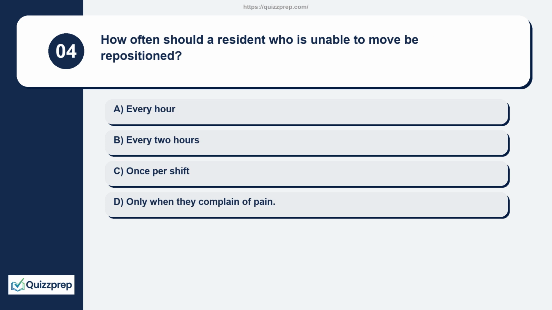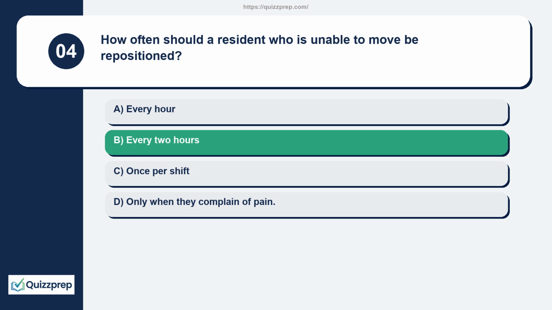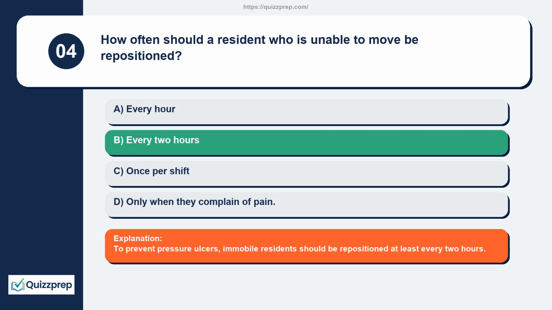Question 4. How often should a resident who is unable to move be repositioned? Every hour, every 2 hours, once per shift, only when they complain of pain. To prevent pressure ulcers, immobile residents should be repositioned at least every 2 hours.